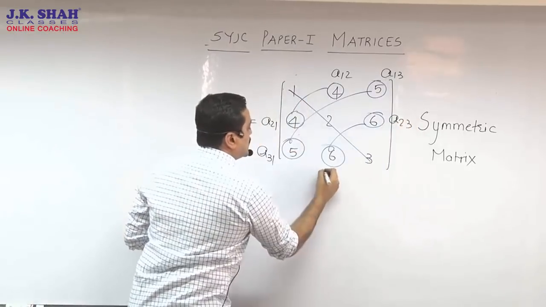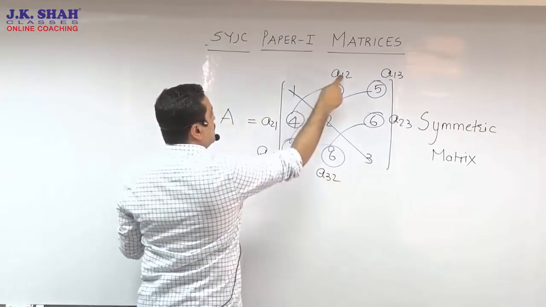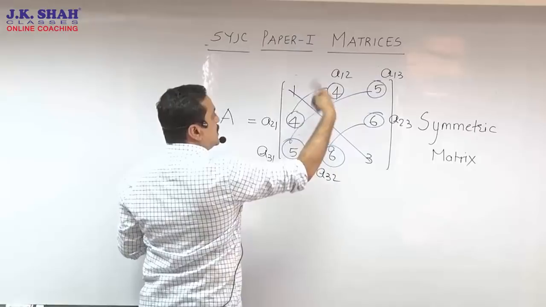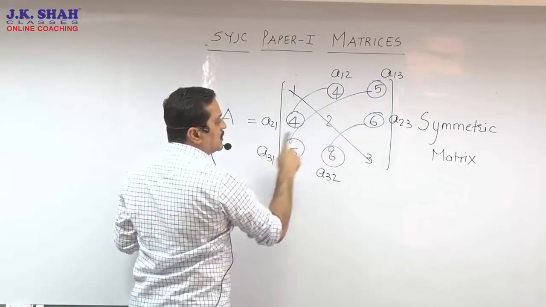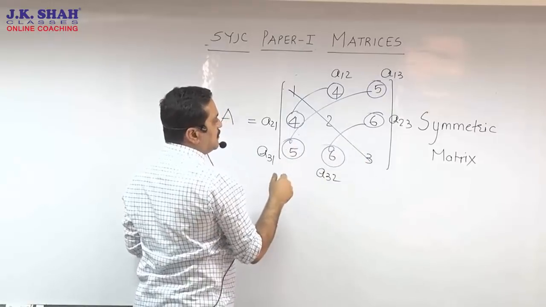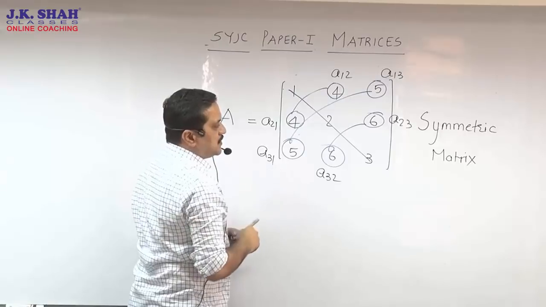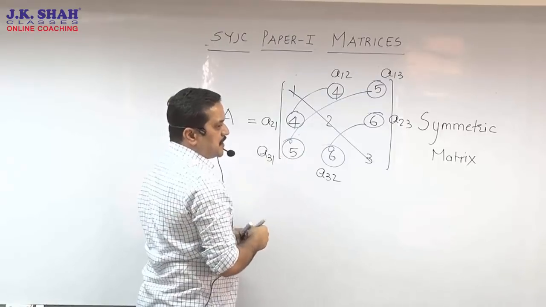A23 matches with A32. If you once again see that A12 matches with A21, A13 matches with A31, A23 is equal to A32. Such a matrix wherein across the diagonals, on either side of the diagonals, the elements are equal, we say such a matrix is a symmetric matrix.